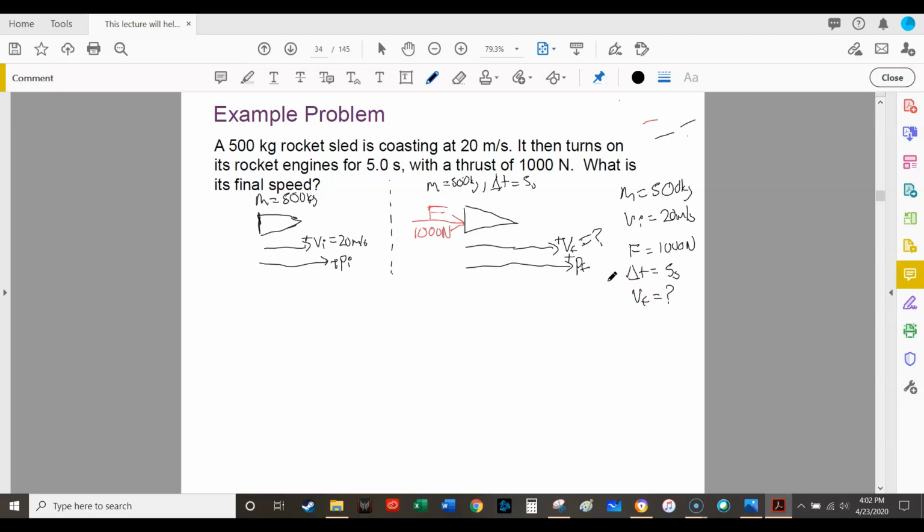Well, what I'm going to do is draw out my momentum bar chart. If you're not supplied a momentum bar chart, just create one yourself, right? And so here is the initial momentum, okay? And here is the J vector, okay?